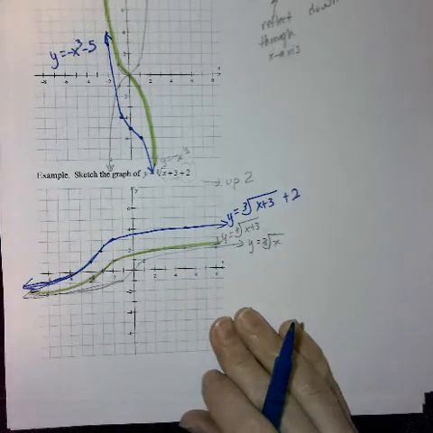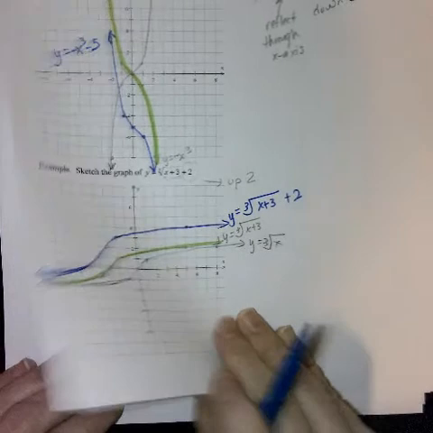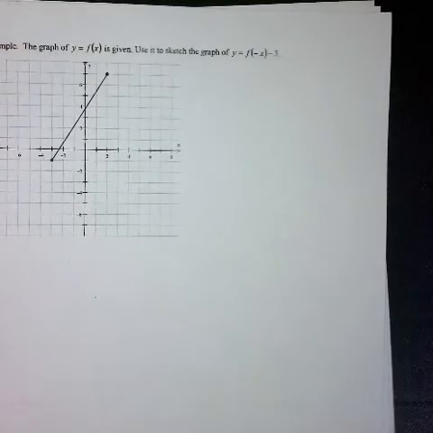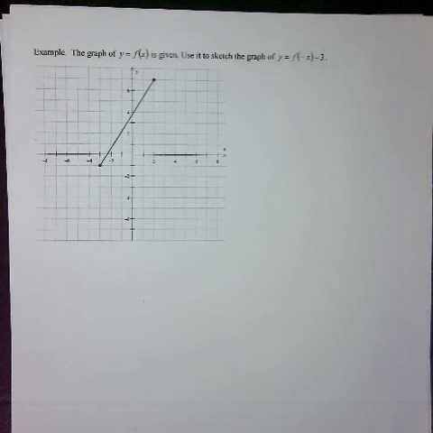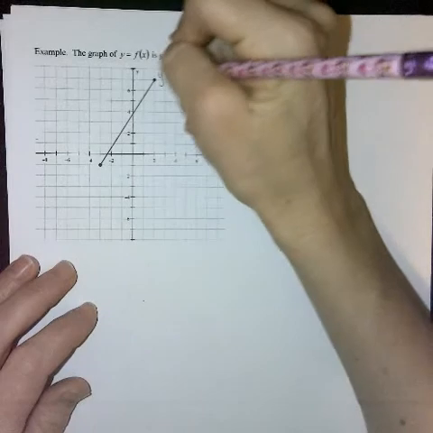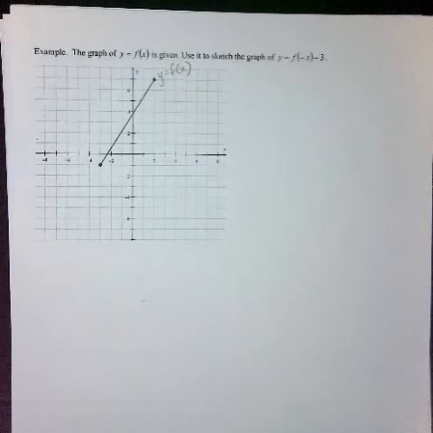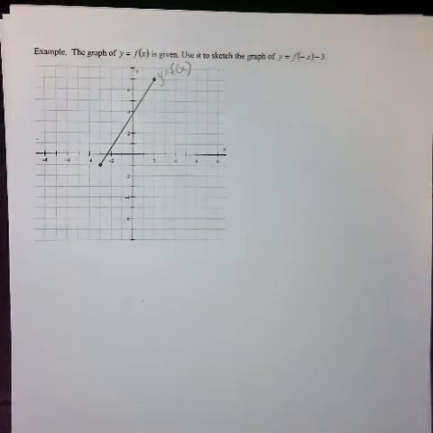Okay, and here I have one that's not using one of the elementary functions that we learned in the last section. It's just a line segment. And I said, well, this is y equals f of x. So if I know the shape of this, see, the point of this example is it doesn't matter if it's one of those elementary functions or not. You can always use this. We know the shape. We know this is y equals f of x. And if we know our transformations, we can graph this then.